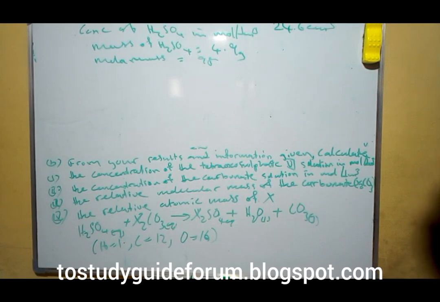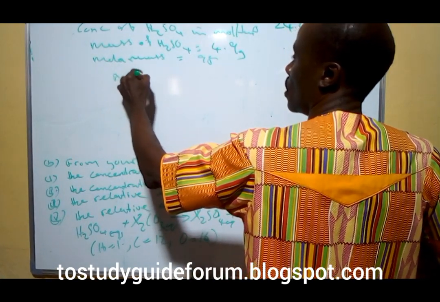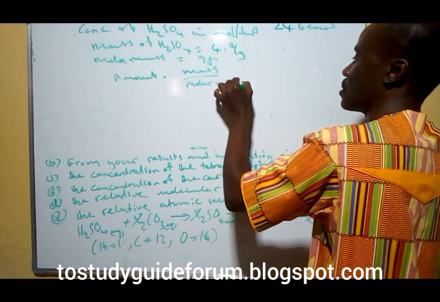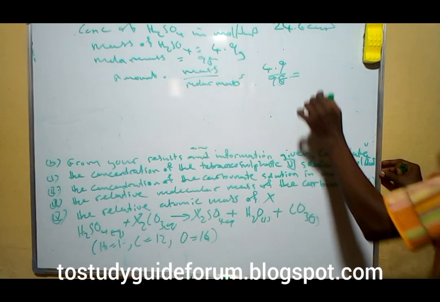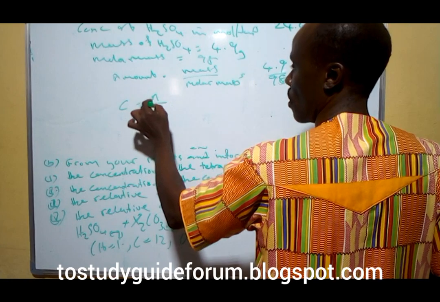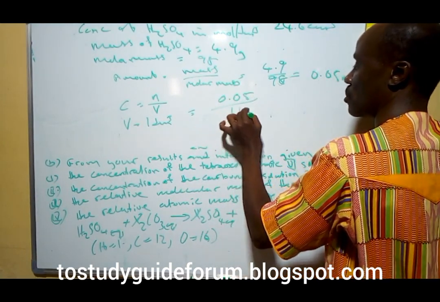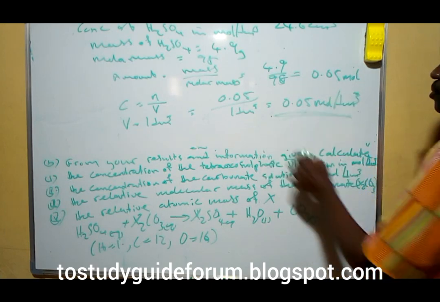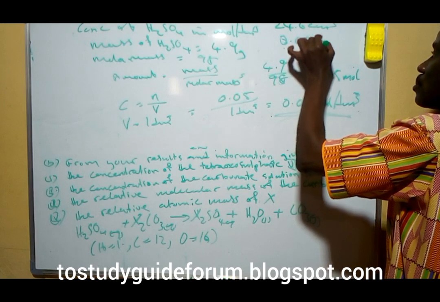So the next thing we do here is to calculate the concentration. Now we know that amount is mass over molar mass. That will give us 0.05 mole. Now concentration is always amount over volume. Our volume here is 1 dm cube, so our amount is divided by 1 dm cube. We have 0.05 mole per dm cube. This is our concentration of the acid. So we can also keep it here.